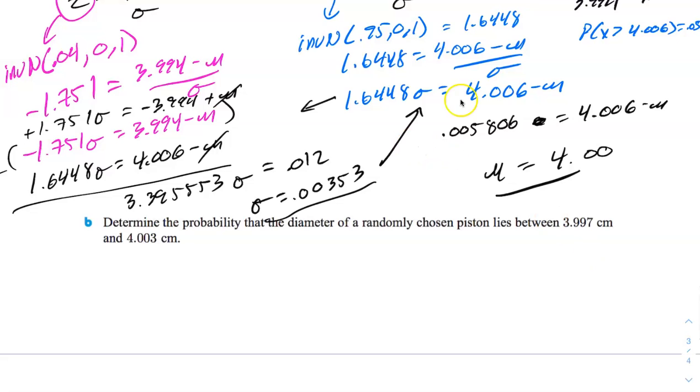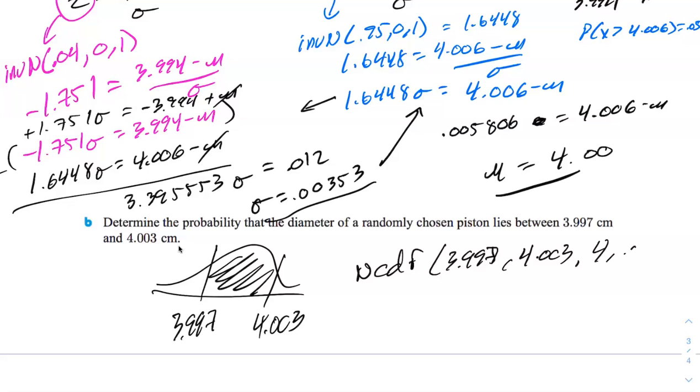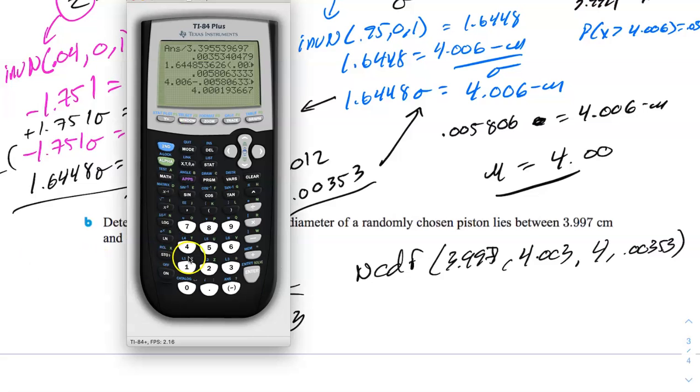Next one, this is still part of the same problem, so it's like part B. Determine the probability that the diameter of a randomly chosen piston lies between 3.997 and 4.003. So now they want the probability that this happens. Remember, that's a normal CDF problem, and we just found everything. My mu is 4, my standard deviation is this. So we just plug that all into our calculator, and this disgusting problem is over.